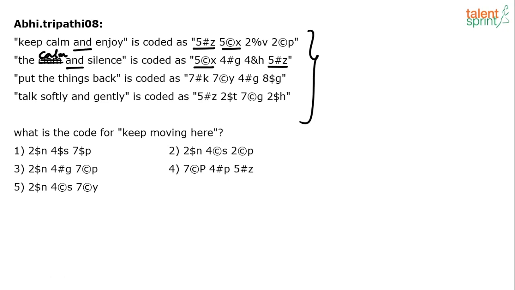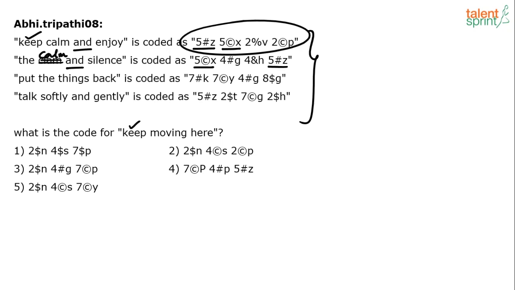The other way is to go for elimination. If you don't want to waste your time, try elimination. If you're lucky, 4 of the options may get eliminated, and that will give you the answer. For example, if you observe, the word keep is already given in one of the statements here, right? The first statement has got the word keep. Moving is not there, here is also not given. So I think the only word which is available in the given statements is keep, right? Keep is common, and keep has to be one of these codes: 5#Z, 5©X, 2%V, or 2©P.